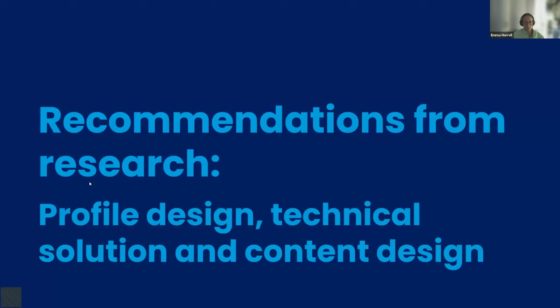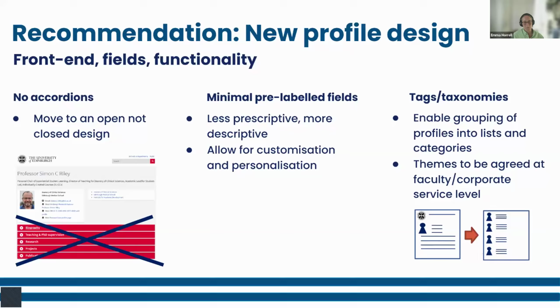So a lot came out of those three pieces of research: the site analysis, the survey, and the interviews. And my team and I boiled all of this down to three categories of recommendations. The first related to profile design. So taking inspiration from competitors and thinking about how to make our people's content really shine out, we decided, first of all, let's remove the accordions and include minimal pre-labeled fields to allow people to describe their work and activities in a less pigeonholed way.